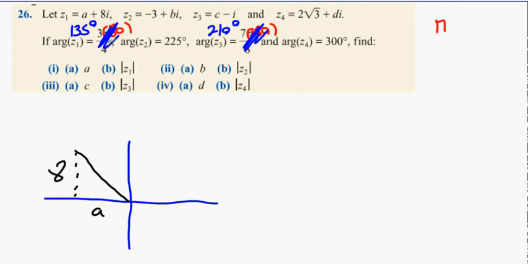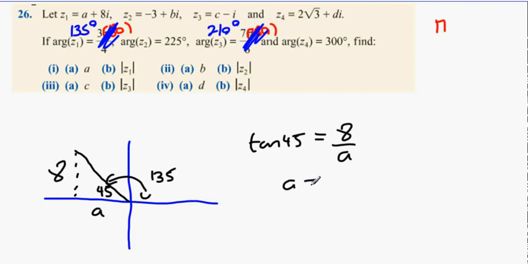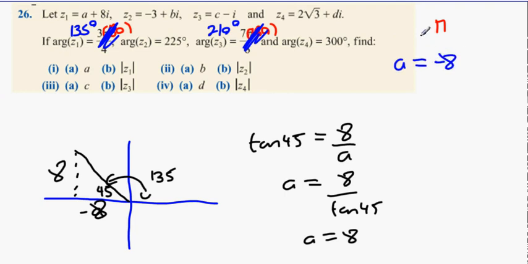So what we also know is that this here is 135, which makes this 45. So tan 45 equals 8 over A, A equals 8 over tan 45, A equals 8. Now that's 8 here, which is technically a minus 8 because it's going to the left. So A therefore is going to be equal to minus 8, okay? Because it's going to the left.